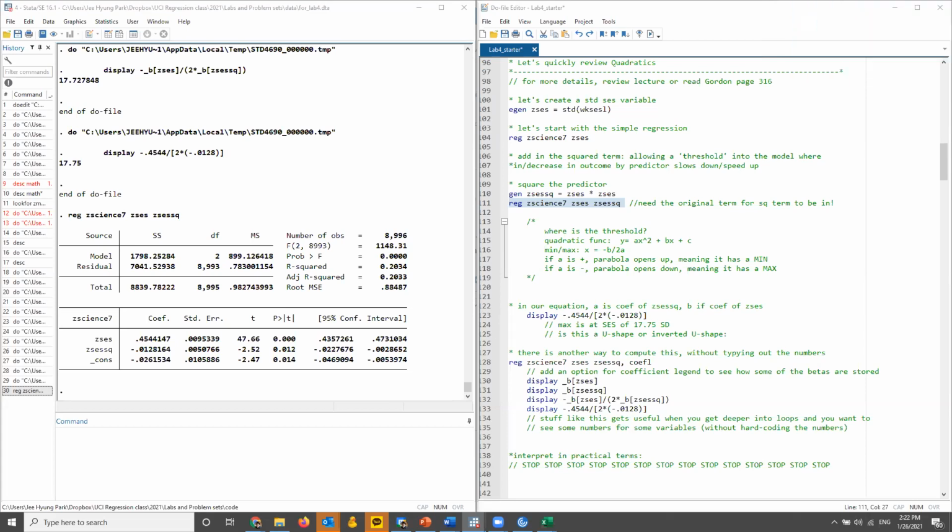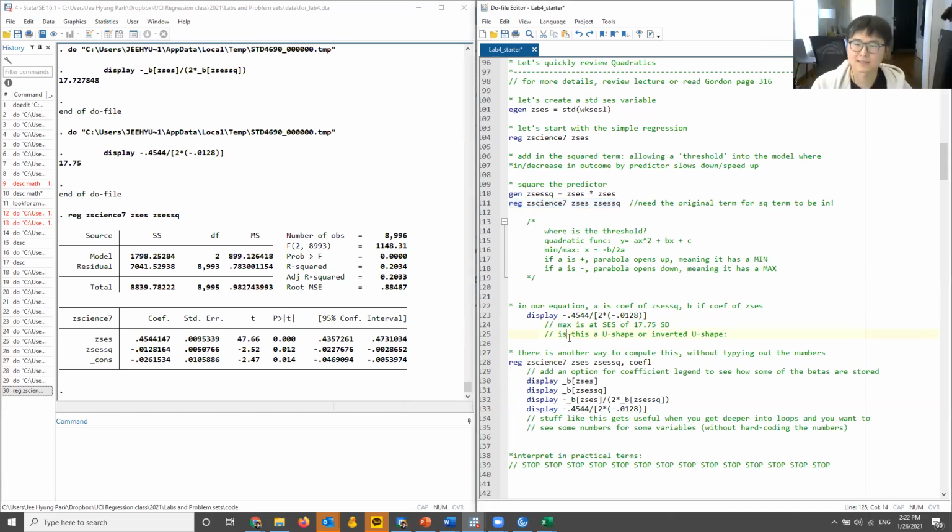Looking at where the max is, the point at which it levels off and there's no relationship, right? There's no payoff to SES. That is at the x value of 17.75, at which there is functionally no relationship between SES and science test score.